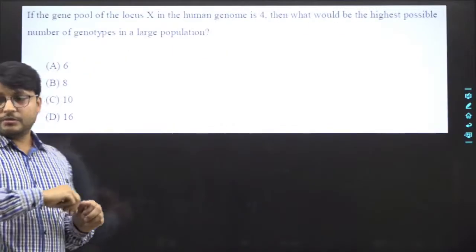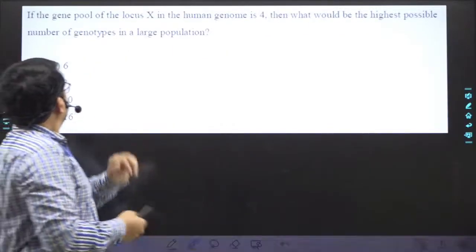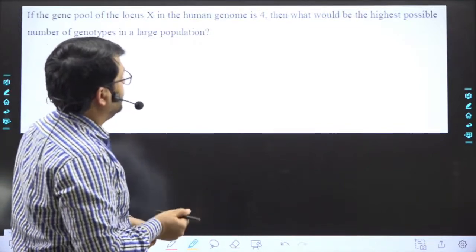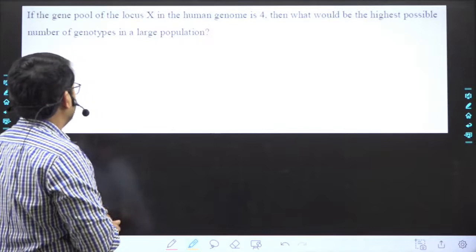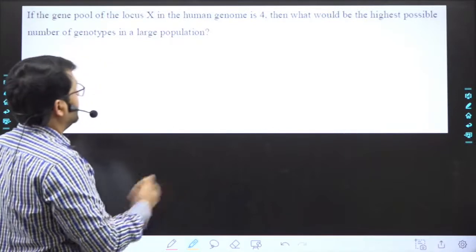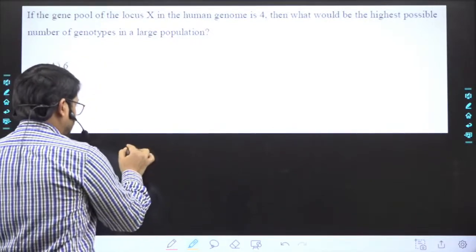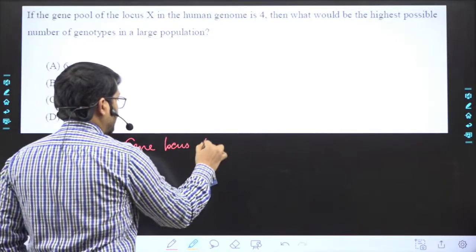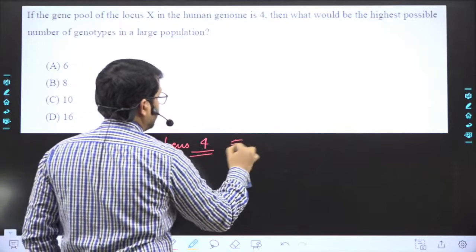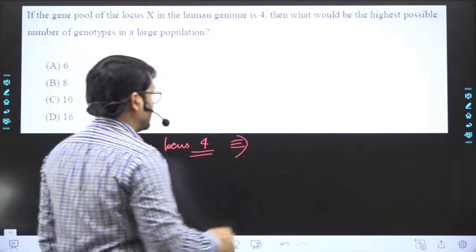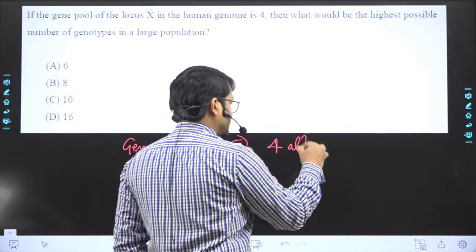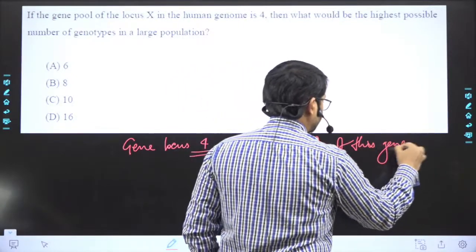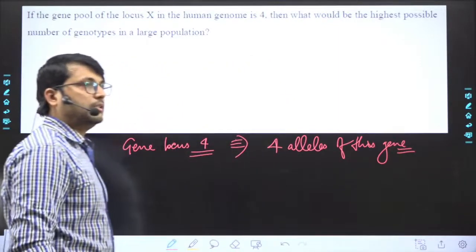That is the question: if the gene pool of locus X in the human genome is 4, then what would be the highest possible number of genotypes in a large population? Okay? So they have said that there is a gene, and at its locus there could be 4 different types. It means that there are 4 alleles of this gene. There can be 4 alleles.